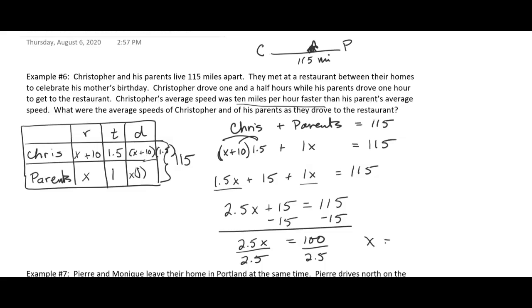Okay, so x equals, what's 100 divided by 2.5? 100 divided by 2.5. 40. The parents are driving 40 miles per hour. Hopefully they're not on the freeway. Okay, so parents, they're driving 40 miles per hour. And then Christopher, he's going 10 miles an hour faster, so he's going 50 miles per hour. There we go.